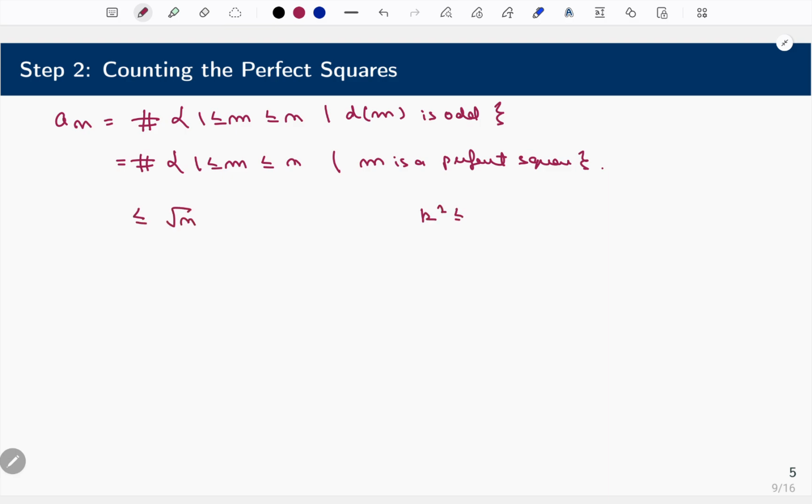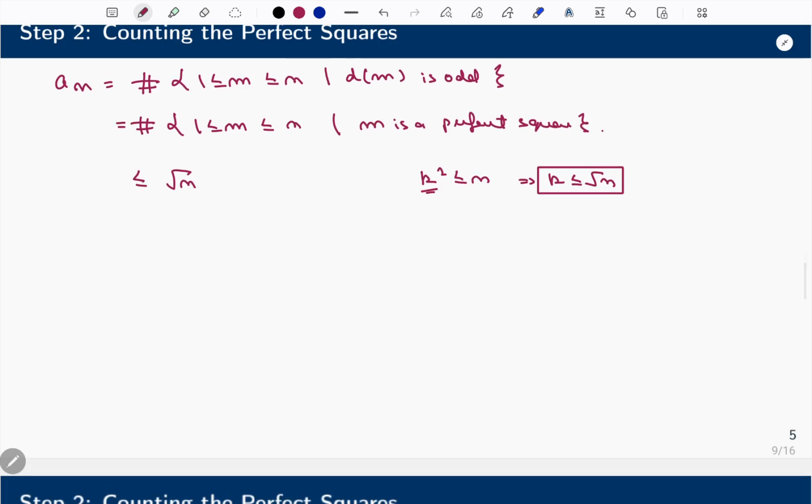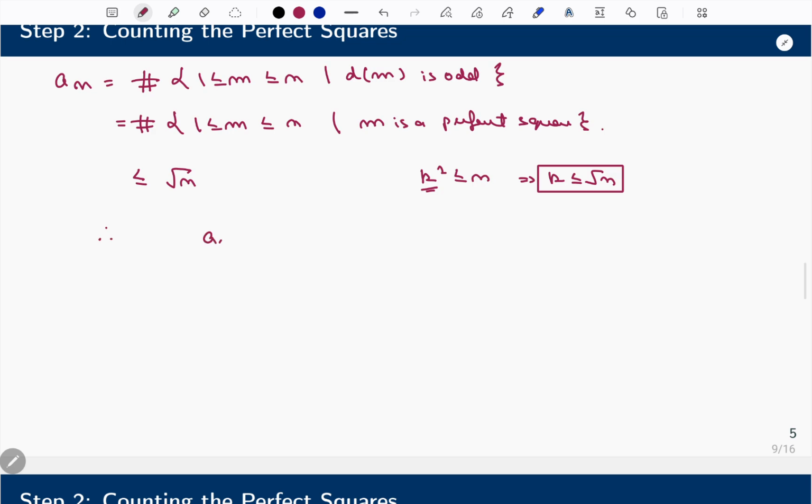So I need to find k squared less than or equal to n, so this implies k must be less than or equal to root n. I need to find all those values of the form k squared which are less than or equal to n. How many such can exist? At most root n, right? So therefore my a_n is less than or equal to root n, and it is at least 1, because 1 is obviously a perfect square. And now I hope you can already see the answer.